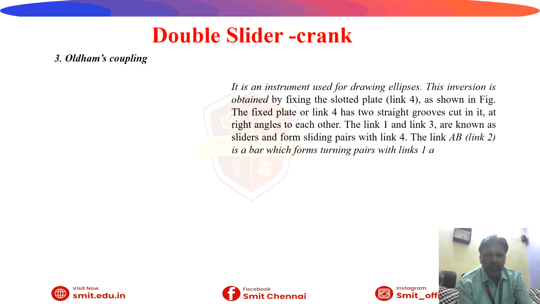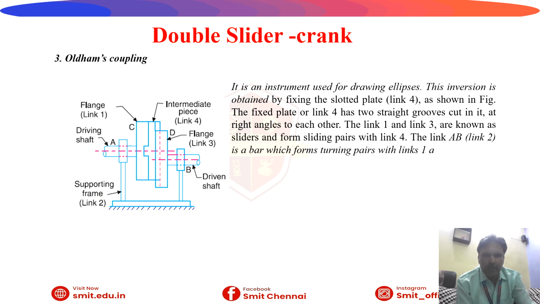That represents the Scotch yoke mechanism. Then Oldham coupling. Oldham coupling means we have grooves cut perpendicular to one another. That is a slotted plate. It is clearly given. In this we have link 4 with two straight grooves. Two straight grooves will be there. Automatically, whenever it is moving upward, it is moving in a clockwise direction, and the two grooves will be balanced. It won't fall down, balancing with the horizontal groove as well as the vertical groove. That will be balanced. It is a bar which forms a turning pair with link 1.